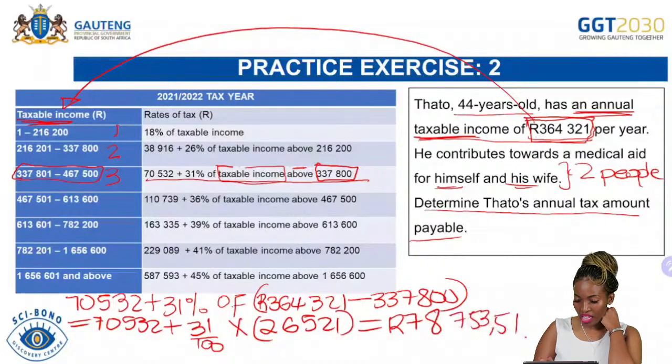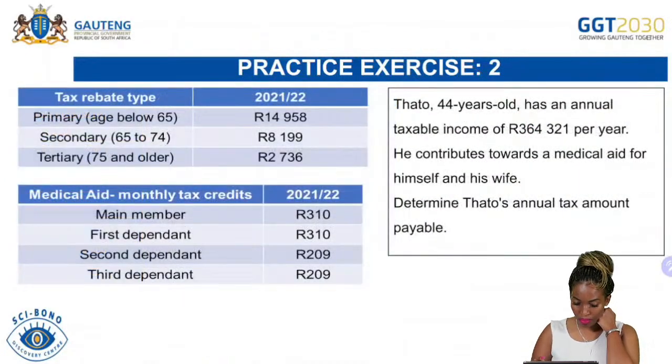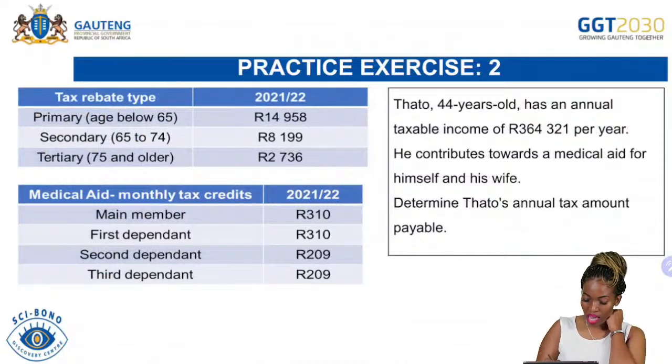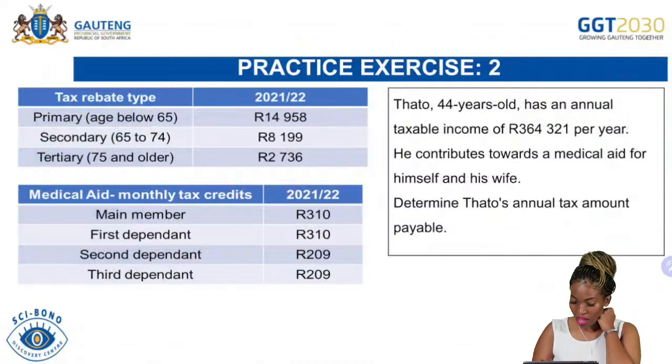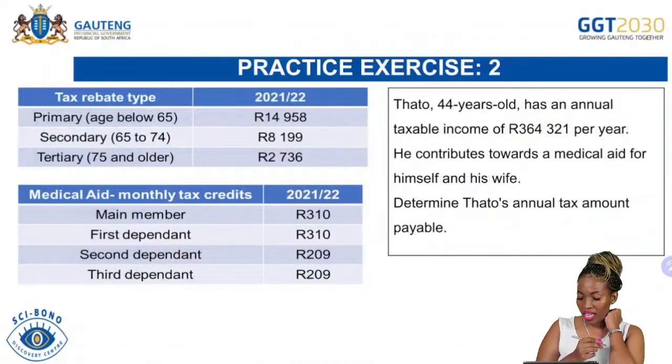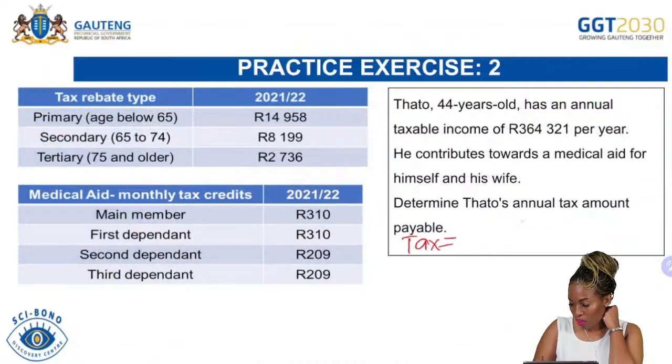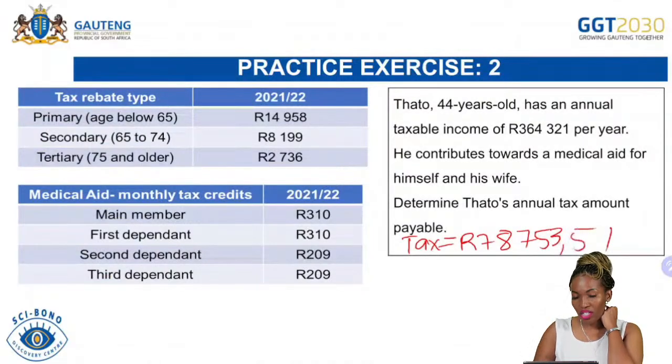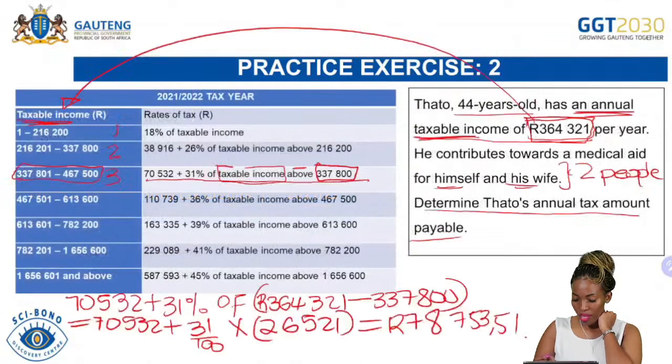Let's see if we have a table for medical aid on the next column. So we do have a medical aid table. Then according to the medical aid table, remember we already calculated the tax in the previous slide, and then our tax amount was 78,753 and 51. Let me show you. This one, we calculated it. This one, this is the tax that is payable.